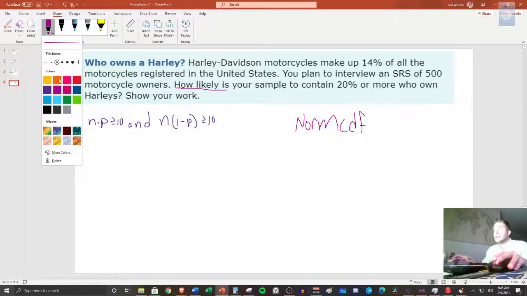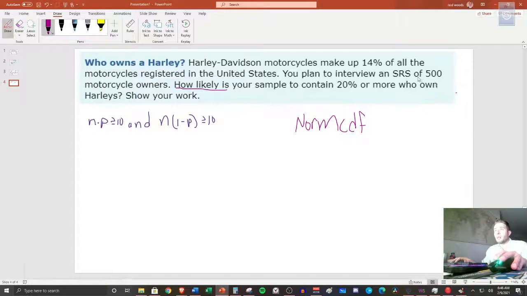So what is n? n is the sample size. So what is the sample size here? Well, we're taking an SRS, a simple random sample of 500. Okay, so 500 times p. Well, what's p? That's the population proportion, or the probability. It says Harley-Davidson motorcycles make up 14%, and it's asking how likely is your sample to contain 20%? Well, this is the true population proportion, so we're going to put 0.14.